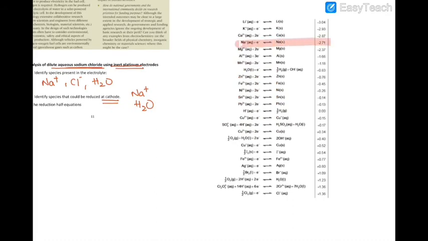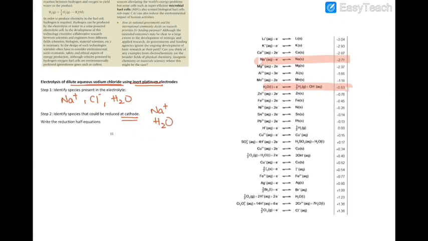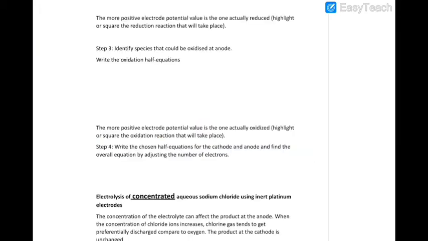Let's see electrolysis of dilute aqueous sodium chloride. Again, inert platinum electrodes. Aqueous means there's H2O. Sodium chloride gives Na plus and Cl minus. At the cathode, you'll have Na plus and water. Here are the reduction equations, for Na plus and for the reduction of water. The one that is more positive is preferred, so this one is more positive and it's going to be favored.